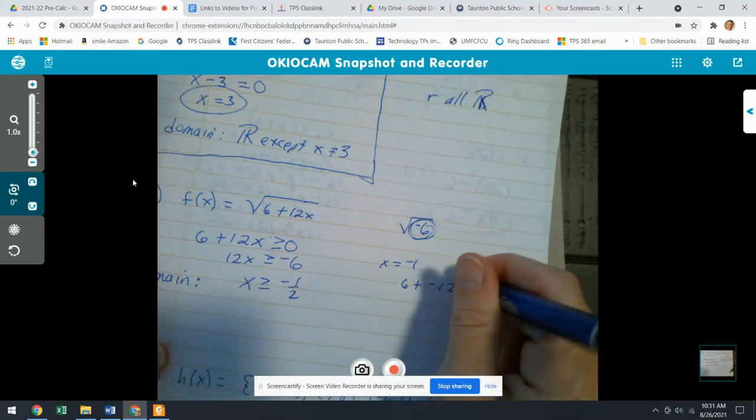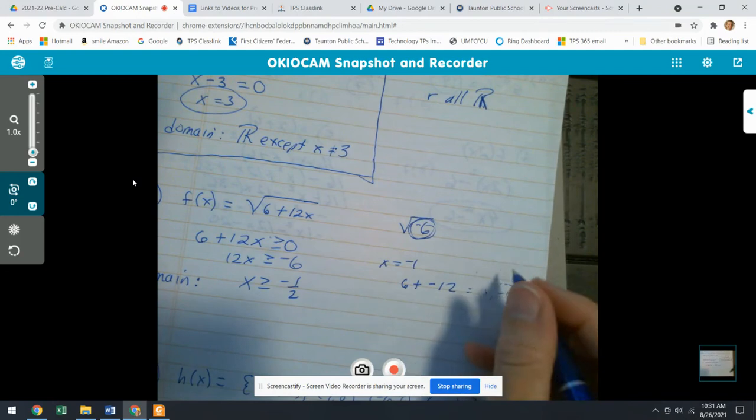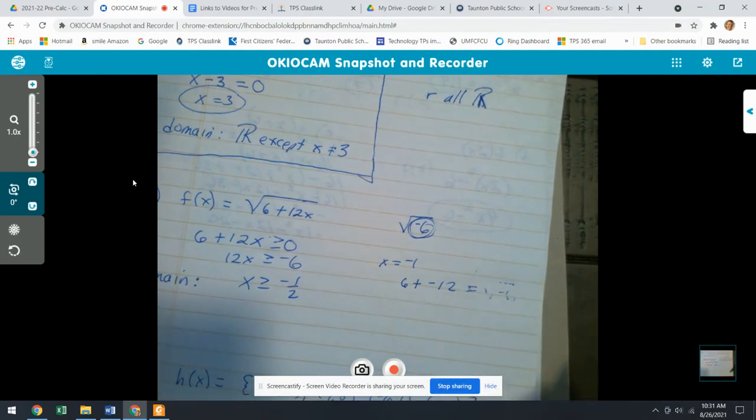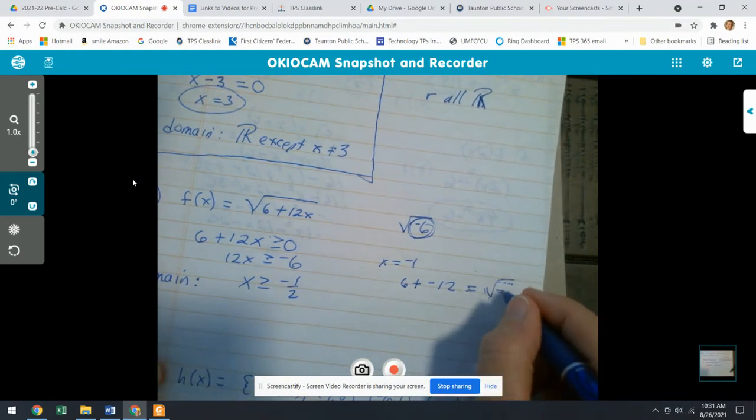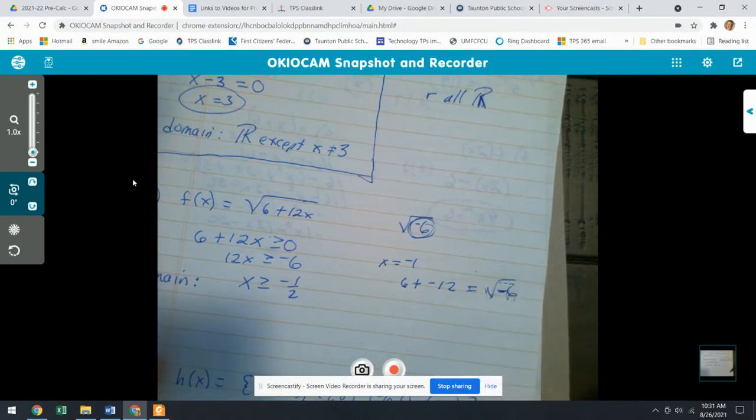So 6 plus -12. Yeah, that's right. I was getting confused there. So that would give us a square root of -6, and that won't work. So this is your domain.